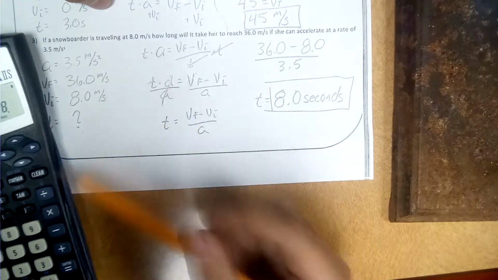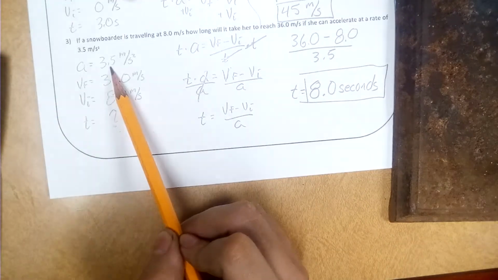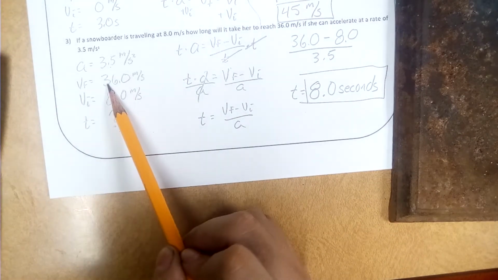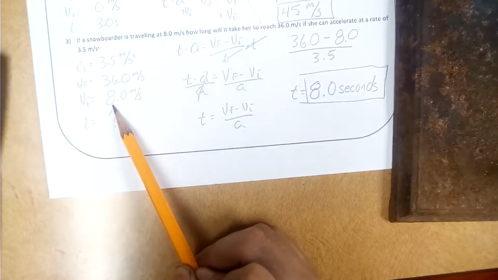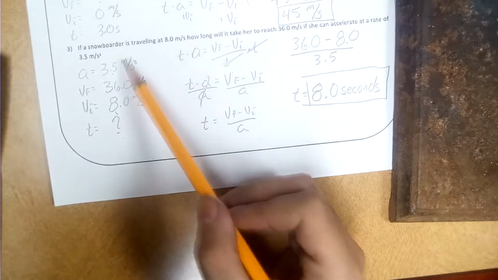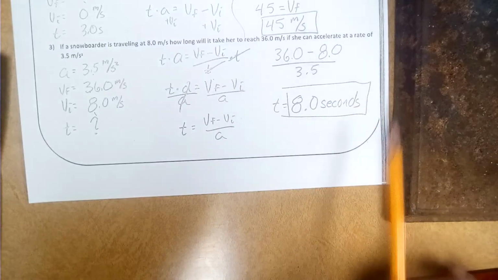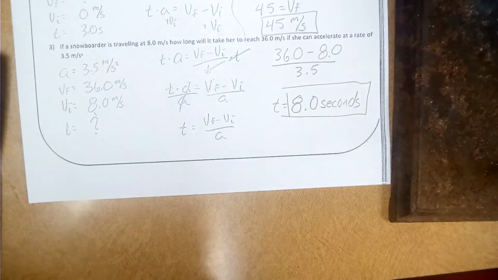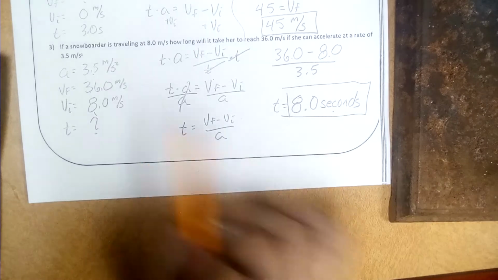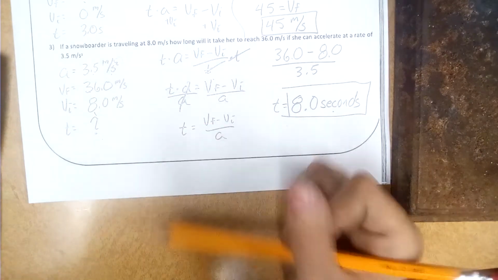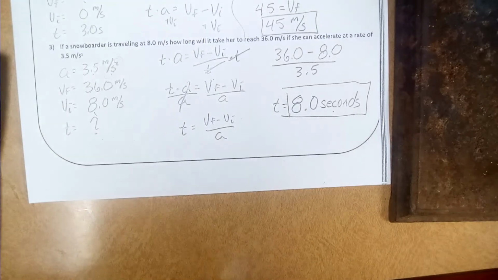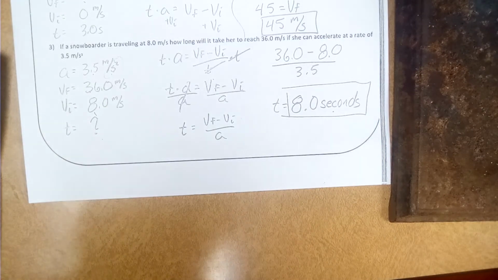When we go back to look at our significant figures, 3.5 has 2, 36.0 has 3, v sub i has 2, so the smallest one of those is 2, so our answer has to have 2 sig figs. And then we are dealing in seconds because we're dealing with meters per second squared and meters per second. So when you look at the time aspect of it, we're talking about seconds, not minutes, days, or hours.